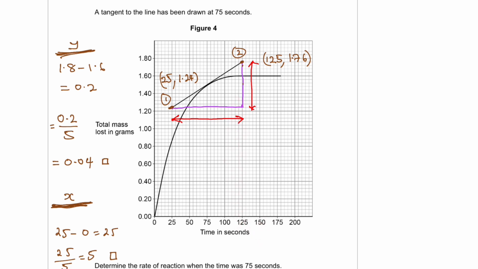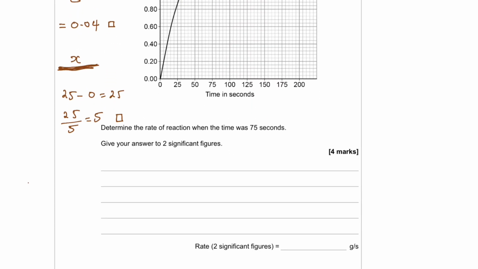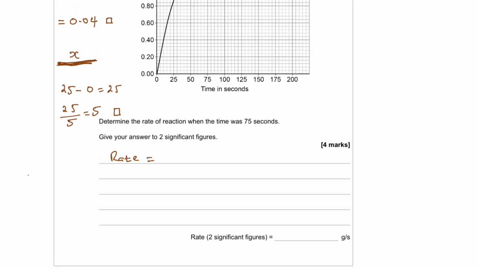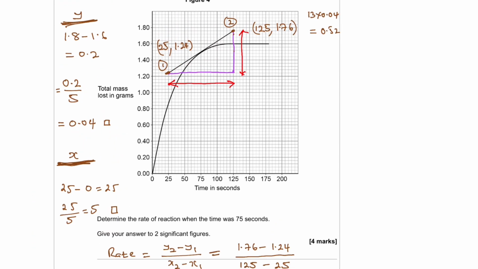And now I need to calculate the gradient. The gradient will be the rate, which is y2 minus y1 over x2 minus x1. My y2 is 1.76 and my y1 is 1.24. And I divide it by my x, 125 minus 25. My x2 is 125, my x1 is 25. And then this calculation can also be done there.